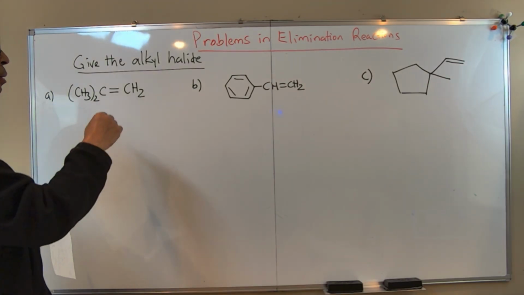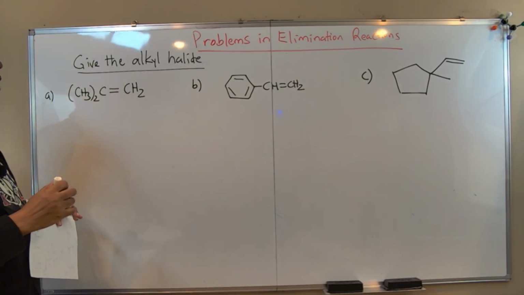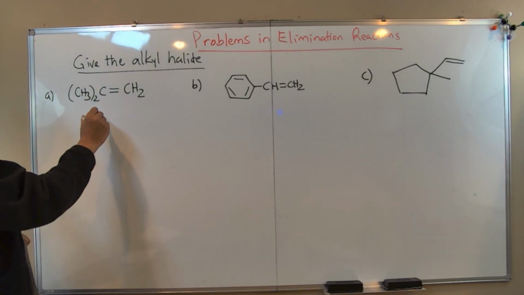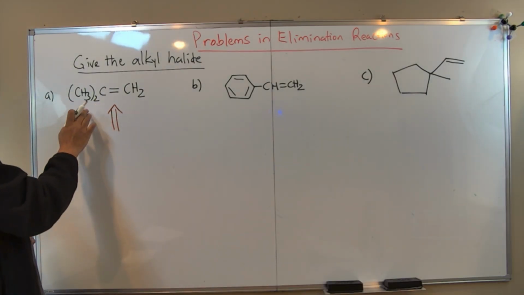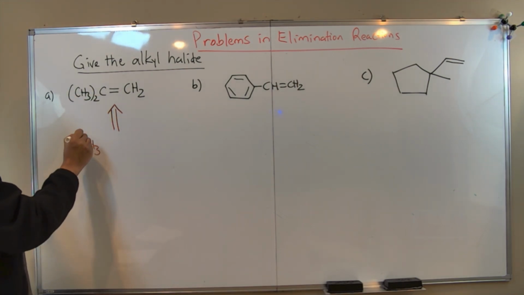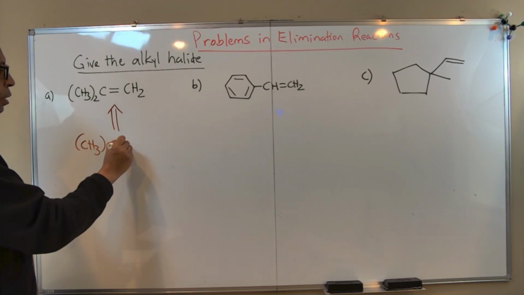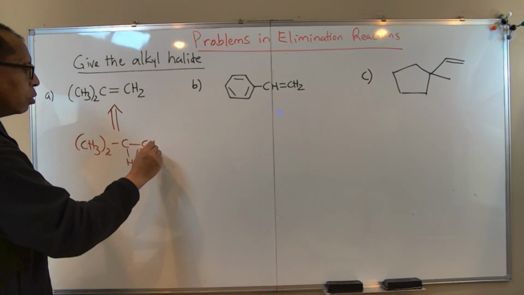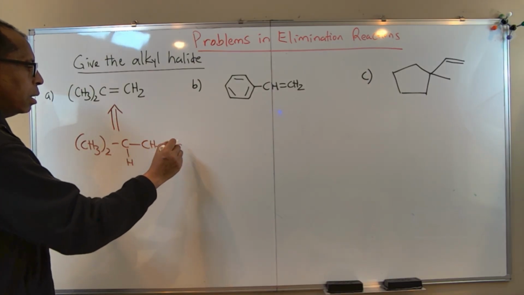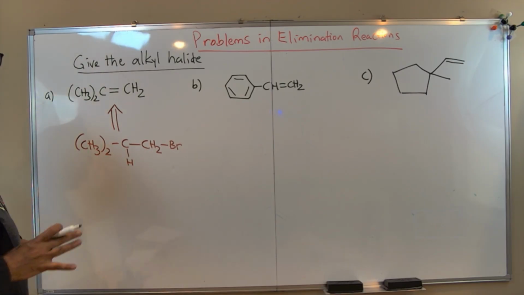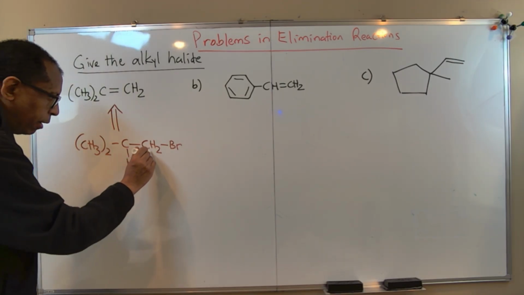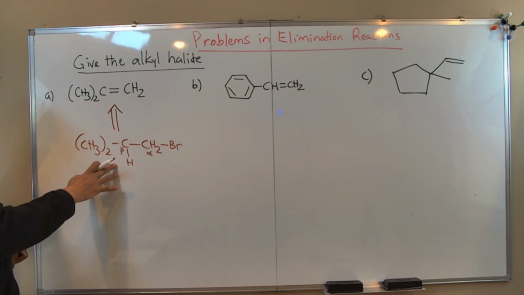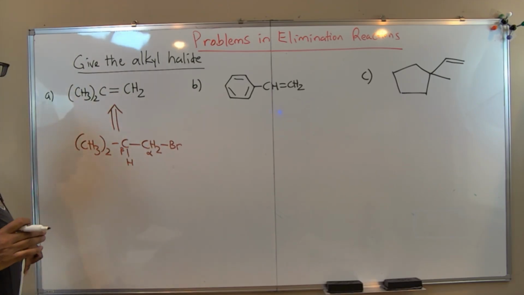So, for example, for this one, if you suggest an alkyl bromide, for example, this could be made from CH3, CH, and CH2Br or Cl. You could suggest this. That means this is the alpha carbon, this is the beta carbon. If you just eliminate, the only possibility is to produce this.